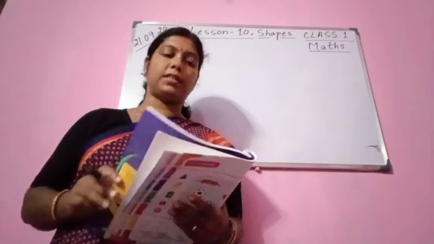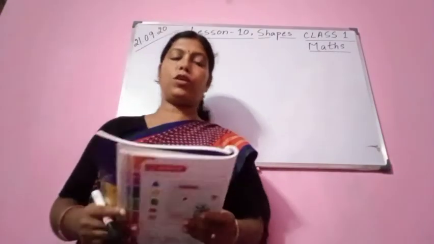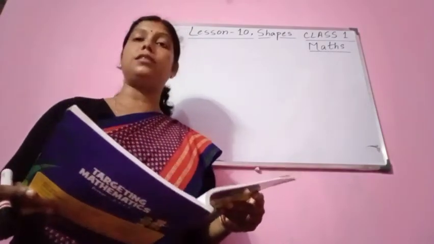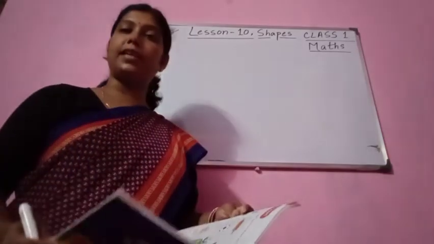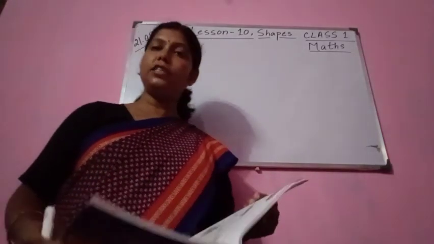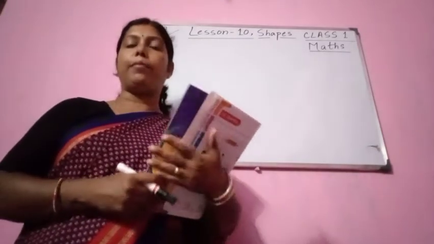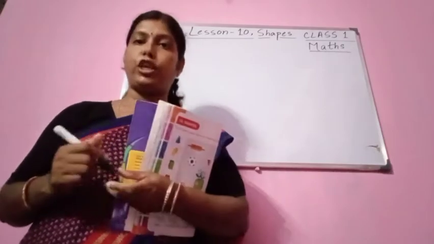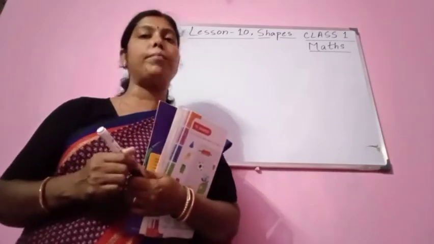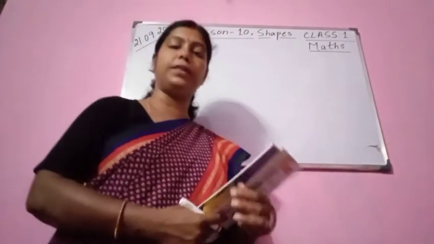So today in your maths class we shall continue lesson 10, that is shapes. Okay, so you all know that we discussed these shapes, that is cube, cuboid, cylinder, cone and sphere. We talked about all these shapes. Today I am going to write the definitions of all these shapes and you have to write down in your maths copies. Okay, so everyone please write down in your maths copies.